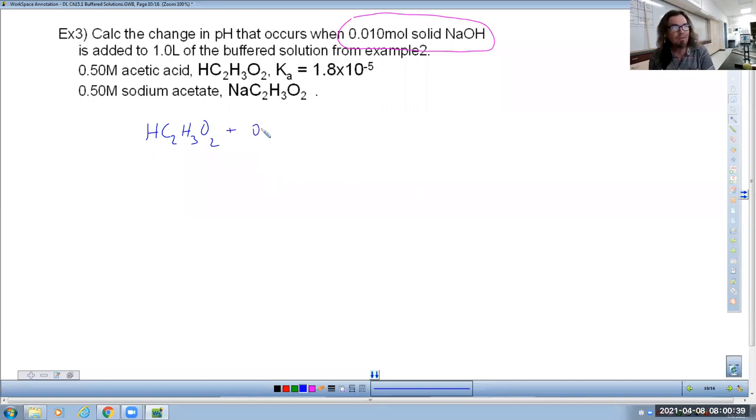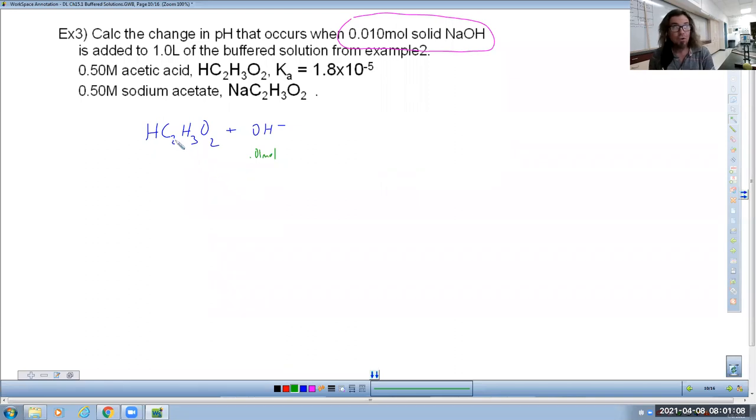The first thing that happens in this reaction is that we have a neutralization of the base, the fact that there is 0.01 moles of hydroxide put into the solution. Because we added sodium hydroxide, before we can even talk about reaching equilibrium, the first thing that has to happen is neutralization. Just like we did back in chapter 4, this is something you guys have already done.